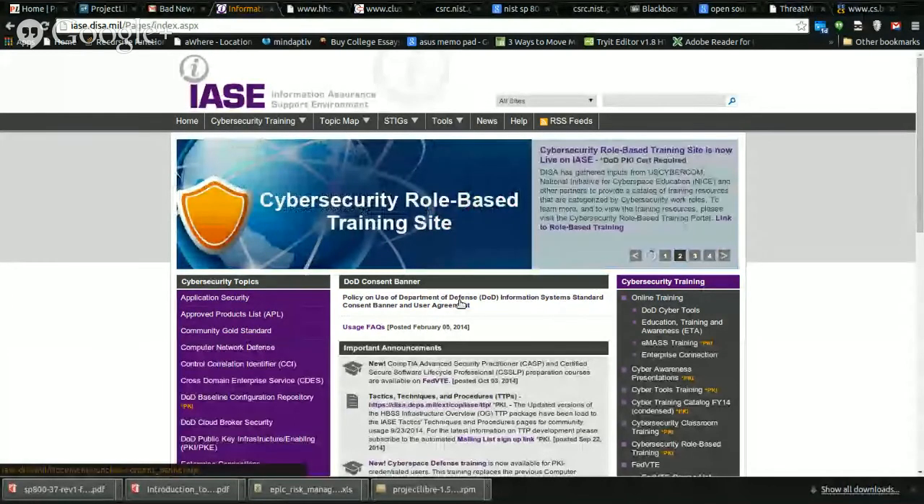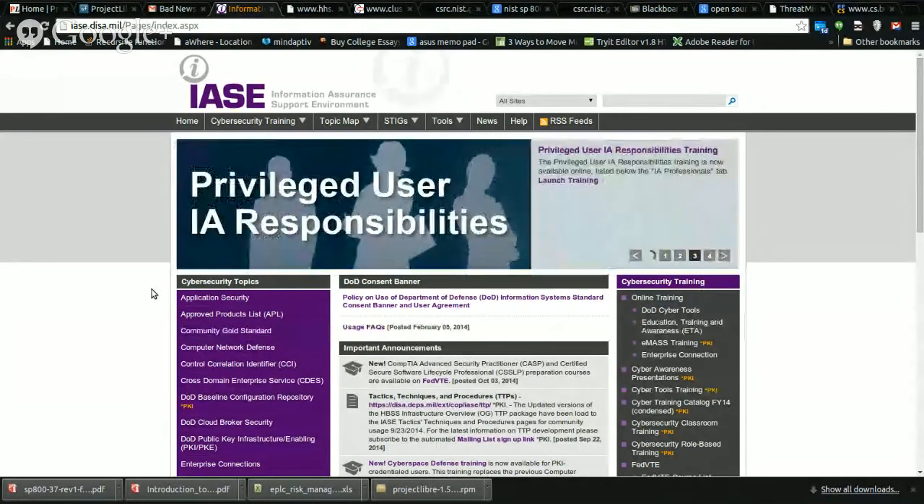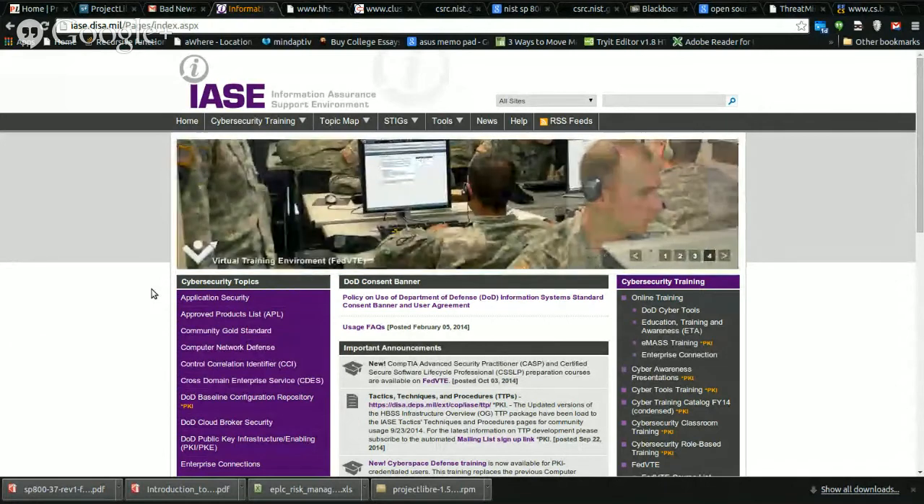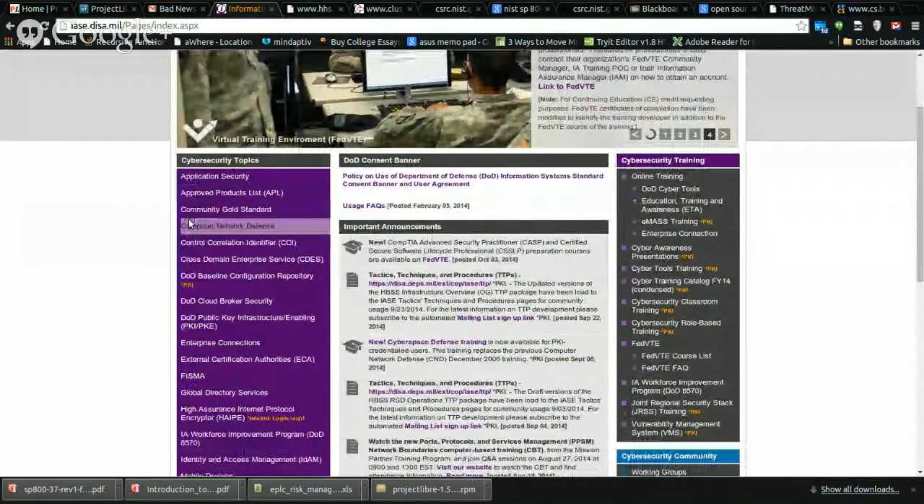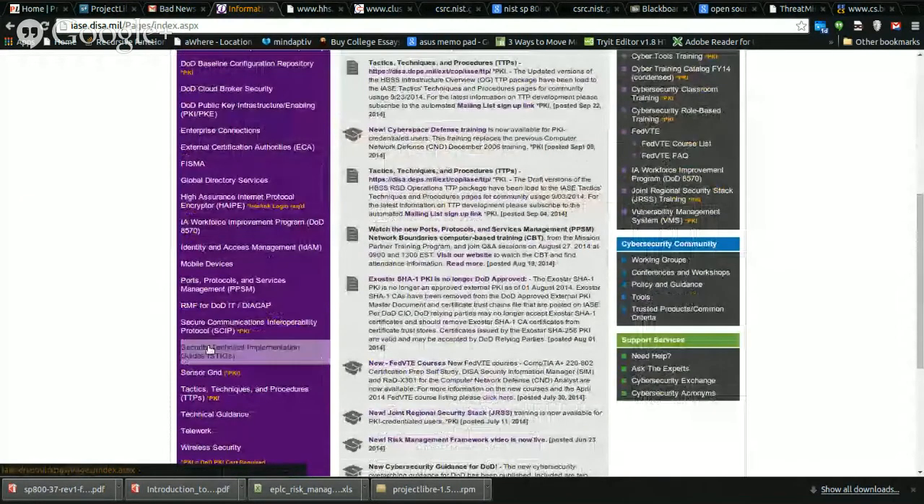So I'm going to share this. All right, so this website that you see here is the Information Assurance Support Environment provided by the Defense Information Systems Agency, and they do a lot of stuff with cybersecurity. When you scroll down, you can see tons of different items, and they have something called STIGs. These are security technical implementation guides.